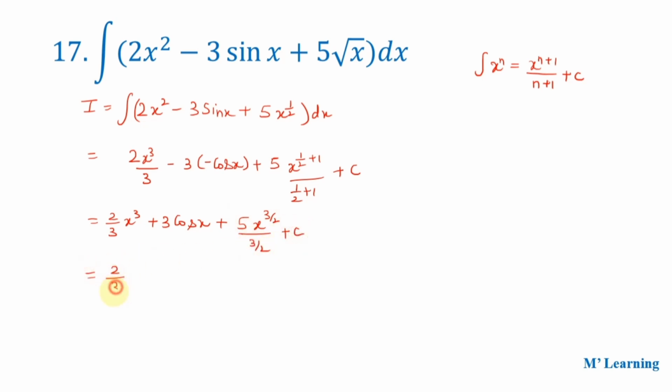Basically 2 by 3 x cube plus 3 cos x plus 5 into 2 by 3 x to the power 3 by 2 plus c, which is equal to 2 by 3 x cube plus 3 cos x plus 10 by 3 x to the power 3 by 2 plus c, is its answer. Now let's see question number 18.